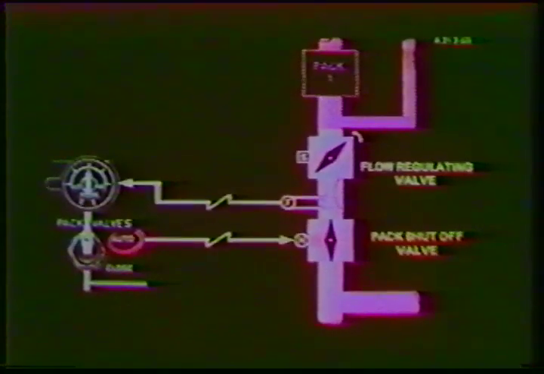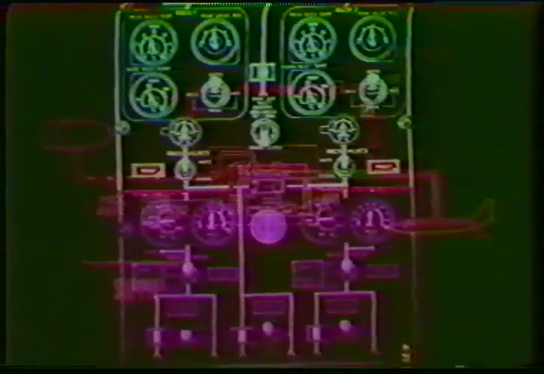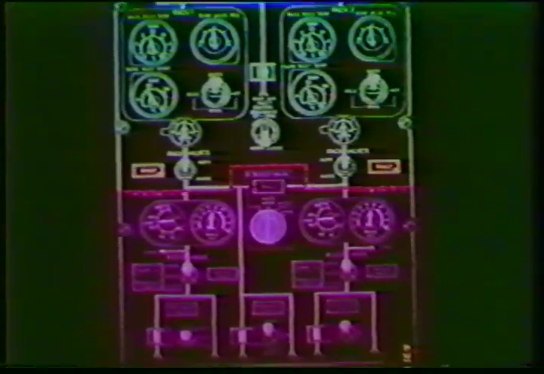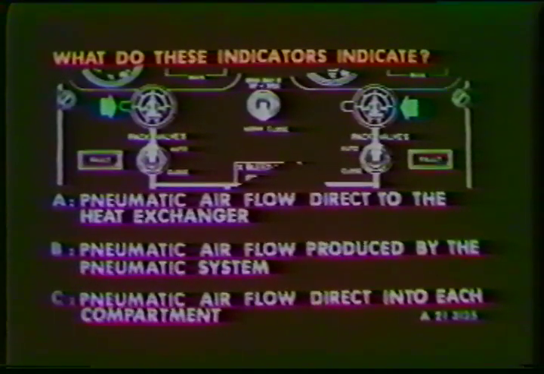The second valve is the flow regulating valve. It is electrically controlled and pneumatically operated. This valve controls a maximum flow so that the air renewal rate is within limits at all altitudes. Both valves are controlled by the same switch. A flow indicating gauge reflects the amount of airflow through the valves. The fault light is a disagreement light for the two valves. What do these gauges indicate?